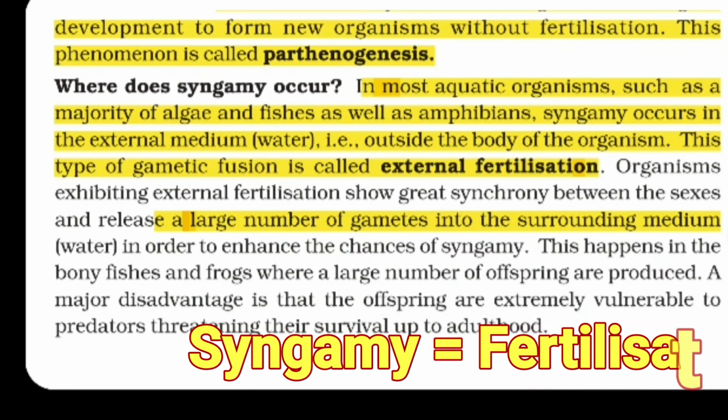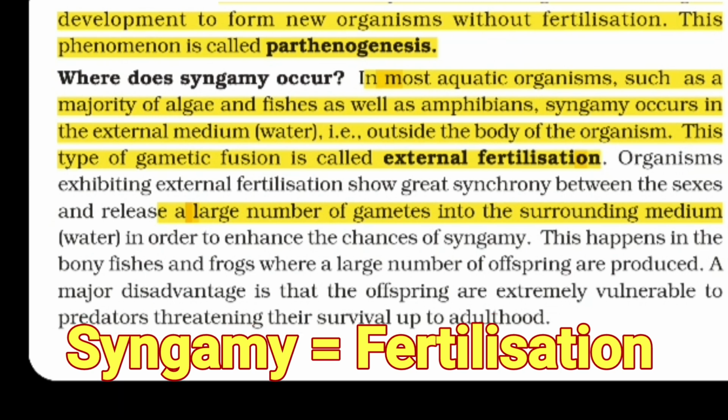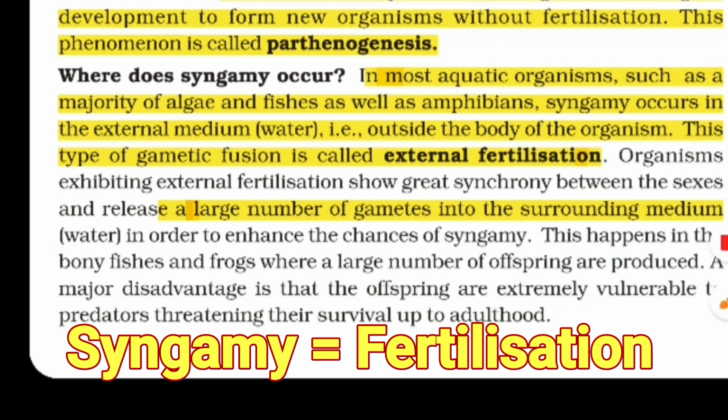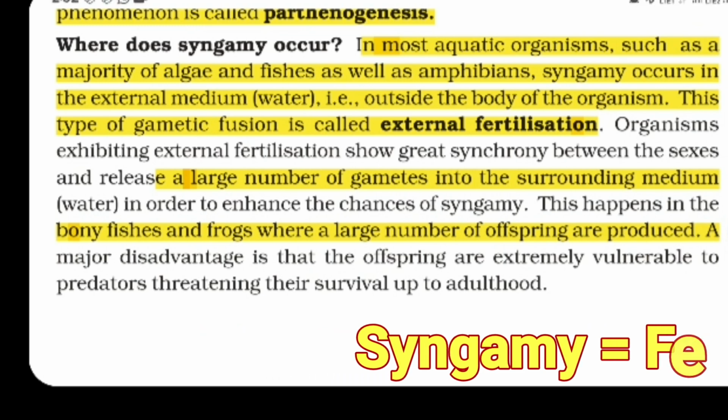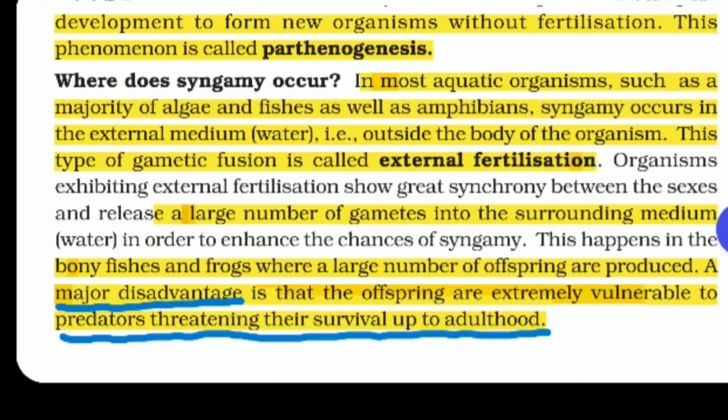What kind of condition must be there for external fertilization? There must be the production of a large number of gametes. In this condition, we can increase the chance of fertilization. Other examples are bony fishes and frogs, where a large number of offspring are produced. Here is the major disadvantage of external fertilization: many of the gametes or offspring can be eaten by predators, so they have predators threatening their survival up to adulthood.